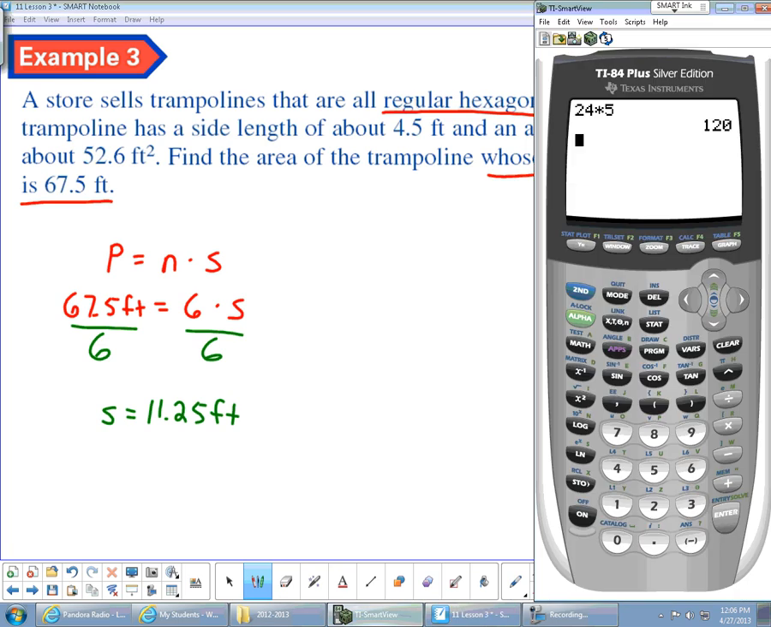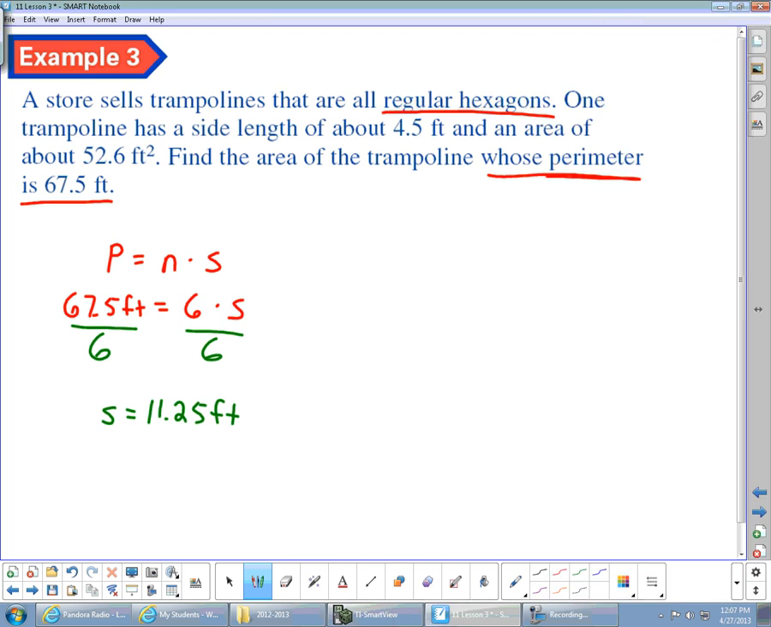Let's just double check that the math is correct on that. 67.5 divided by 6. See, 11.25 feet. So what we get then is a ratio. Our smaller, and we know it's smaller because 4.5 feet is less than 11.25 feet. Our smaller hexagon has 4.5 feet per side, and we're comparing that to our bigger hexagon, which will have 11.25 feet per side.